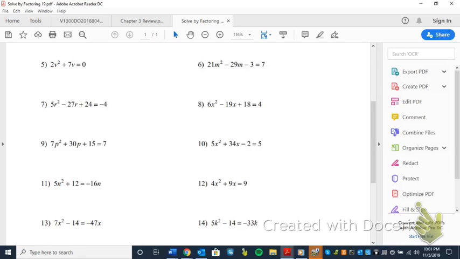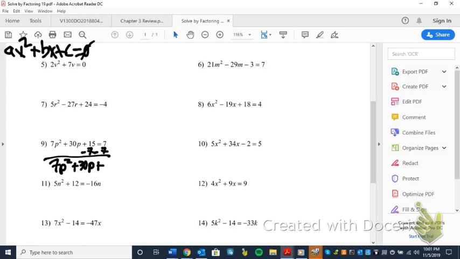Now remember, before we even get to step 1, we need to make sure that we're in standard form. Standard form: ax squared plus bx plus c equals 0. Because we have a 7 there, we're going to subtract 7 from both sides. That's going to give us 7p squared plus 30p plus 8 equals 0. Now we're in standard form.